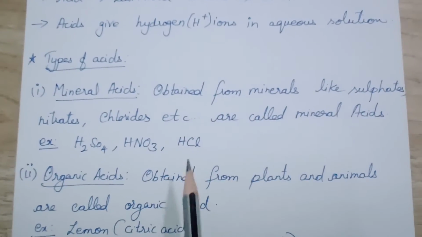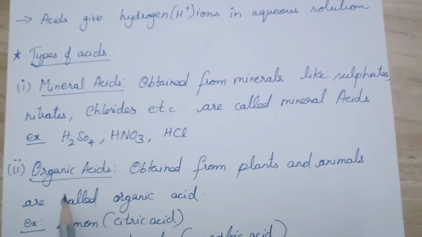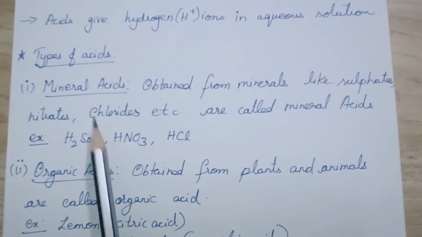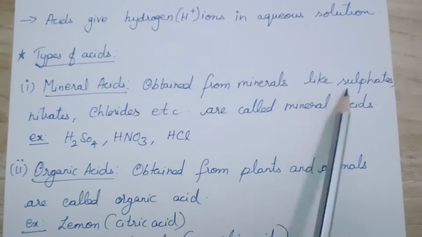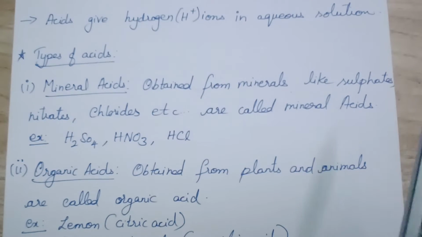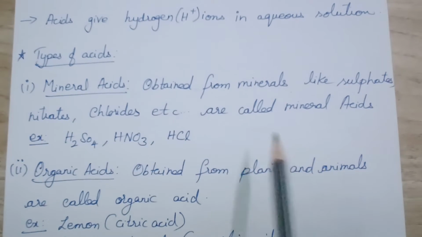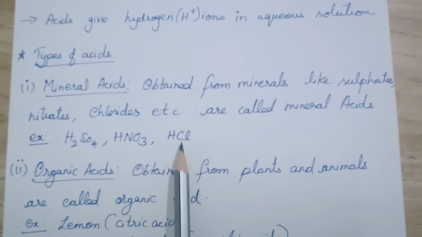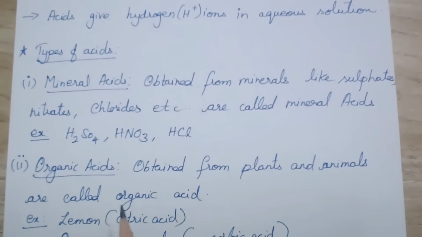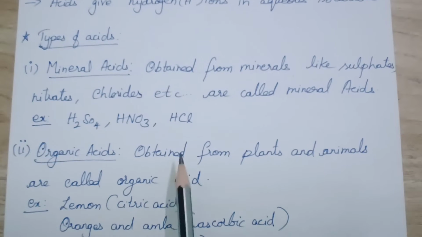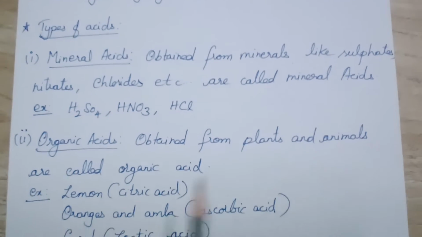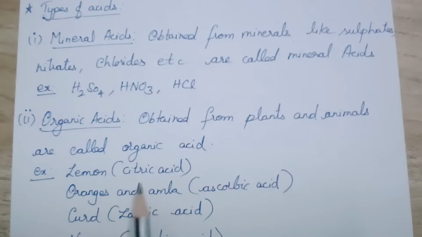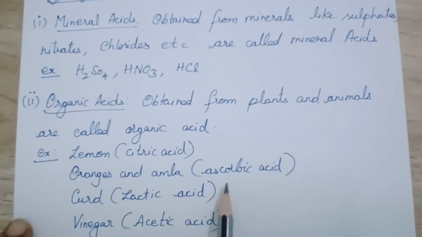We have three types of acids mainly: mineral acids, organic acids and concentrated acids. Mineral acid means what? This is acid obtained from minerals, like sulfates, nitrates, chlorides. These are called mineral acids. Examples: sulfuric acid, nitric acid, hydrochloric acid. Organic acid: the name itself tells that organic acid is obtained from plants and animals. In lemon you have citric acid, in orange and amla you have ascorbic acid, in curd lactic acid, in vinegar acetic acid.